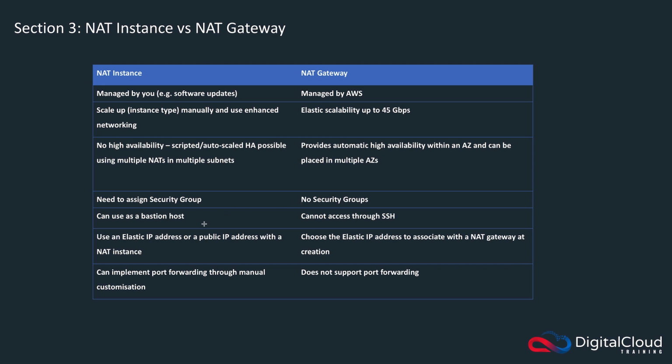Some of the advantages of NAT instances are you can also use them as a bastion host. So maybe that's an advantage. I would just deploy a separate bastion host, so it's not really a big one. But with NAT gateways, you can't actually access them through SSH at all. With a NAT instance, you can use an elastic IP or a public IP. With a NAT gateway, you choose an elastic IP to associate with the NAT gateway. One of the other potential advantages of a NAT instance is you can implement port forwarding through manual customization.